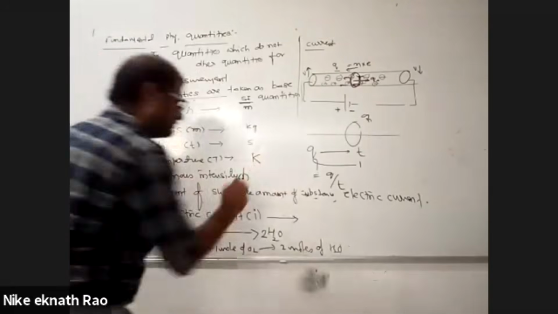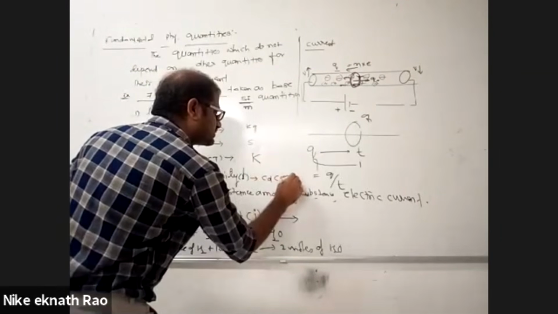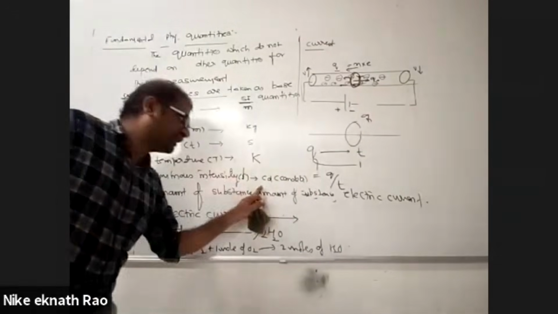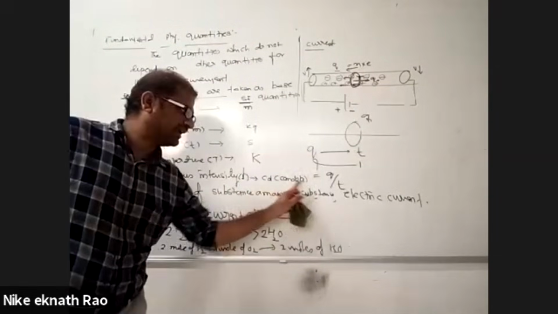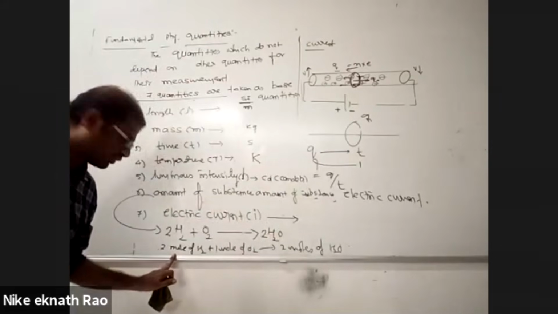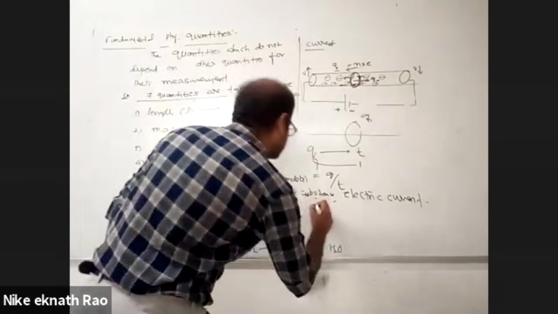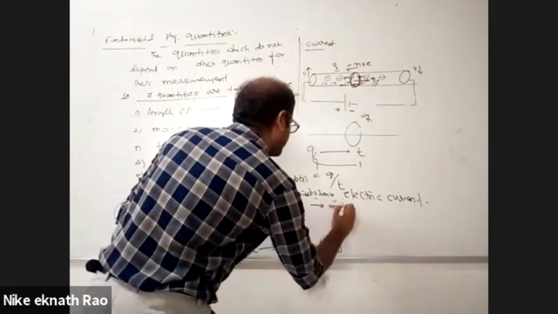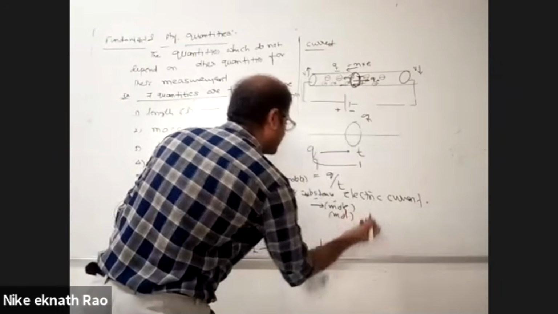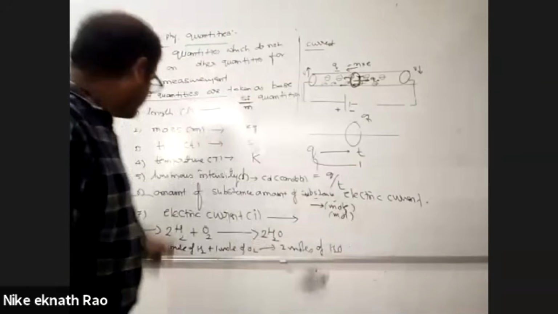Luminous intensity is measured in terms of candela, symbol cd. Amount of substance, just now I told you 2 moles of hydrogen, 1 mole of oxygen. Amount of substance is measured in terms of moles. Symbol is mol.